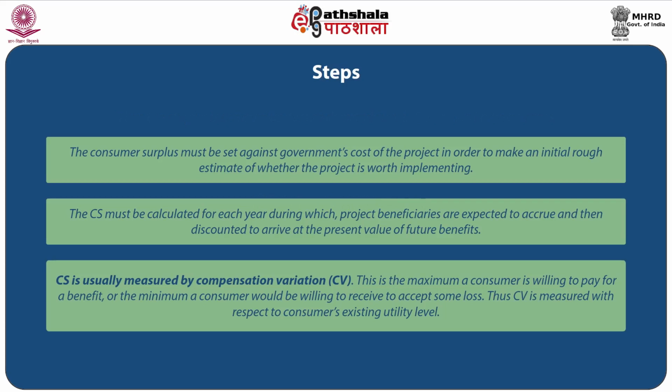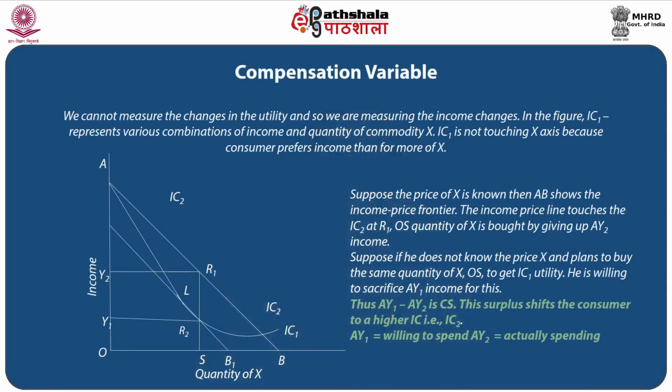Consumer surplus is usually measured by another concept, what is called compensating variation. This is the maximum a consumer is willing to pay for a benefit or the minimum a consumer would be willing to receive to accept some loss. Thus, compensating variation is measured with respect to the consumer's existing utility level. We cannot measure the changes in utility, and so we are measuring the income changes through the compensating variation.